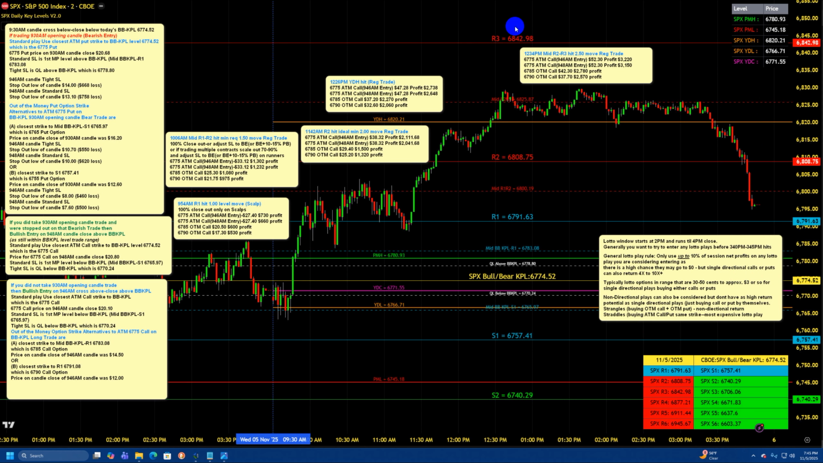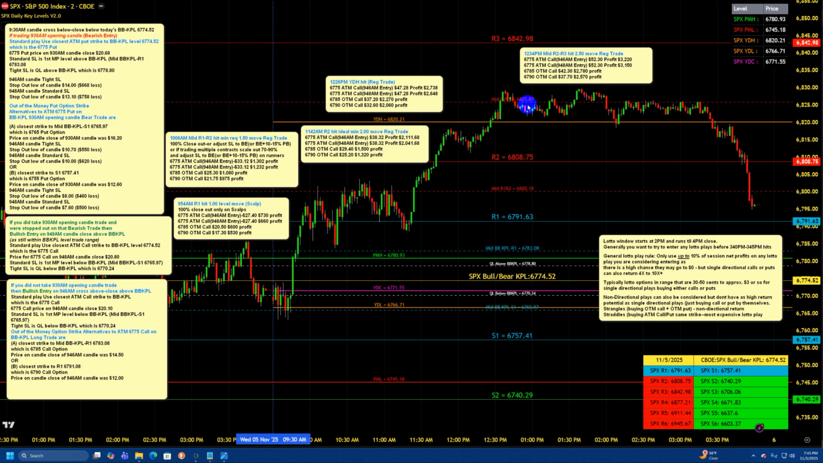Also, the groups of line labels are also individually controlled. So a group of a line label would be the main key levels, which is the bull bear KPL, the R1 through R6 and S1 through S6. Those are individually controlled line labels, and you can individually control the size of that group of line labels, as well as the offset to the left or right.